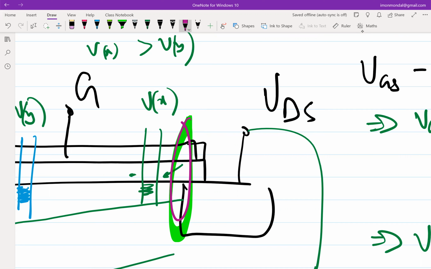We'll see in the next class that when the channel becomes pinched off, even if you apply more and more VDS, you will not get any excess current. The current saturates. And why is it important? If the current saturates, you get Y22 equal to 0. That is what we were after. We'll see that in the next class.